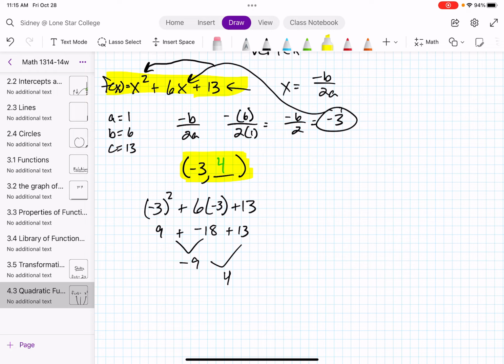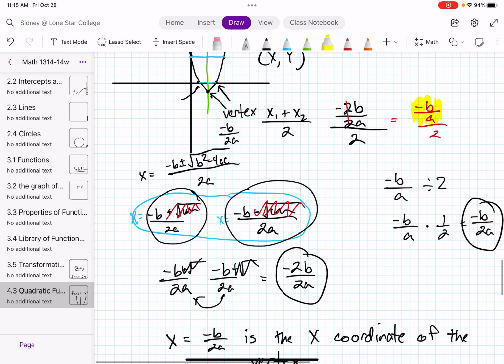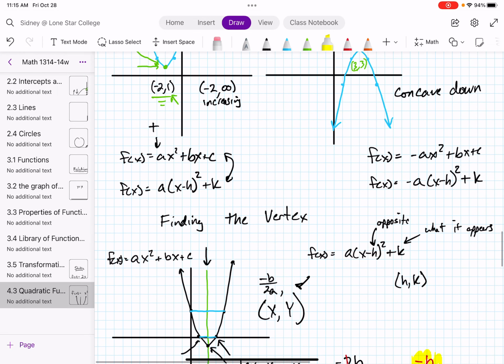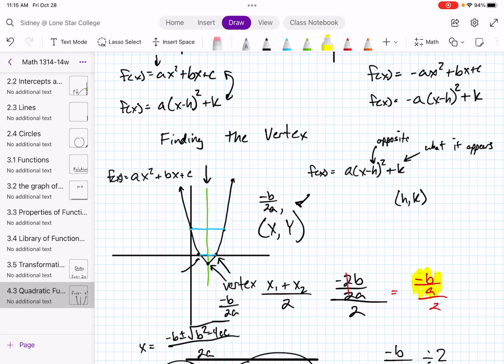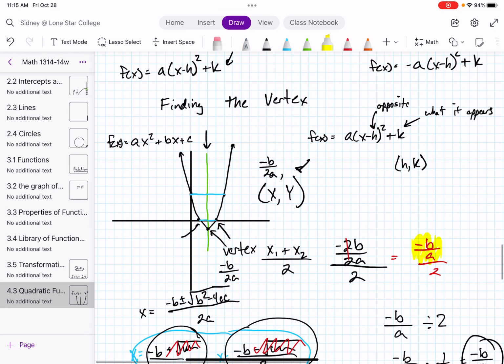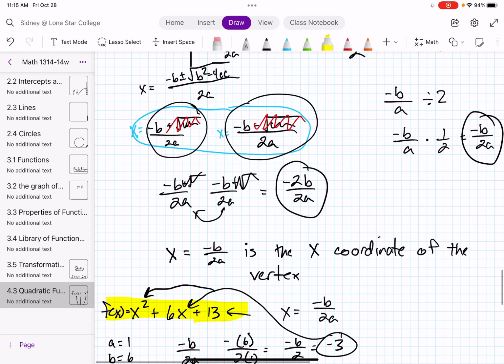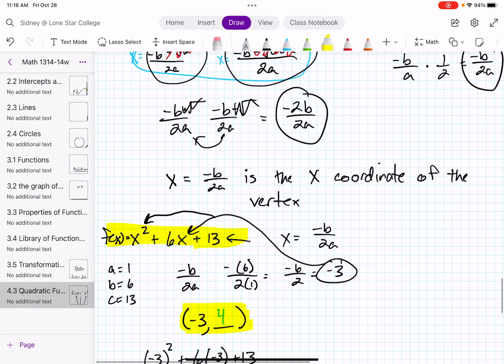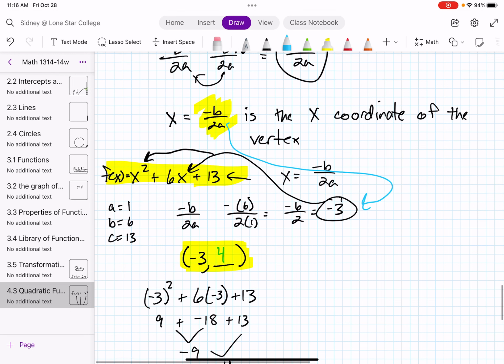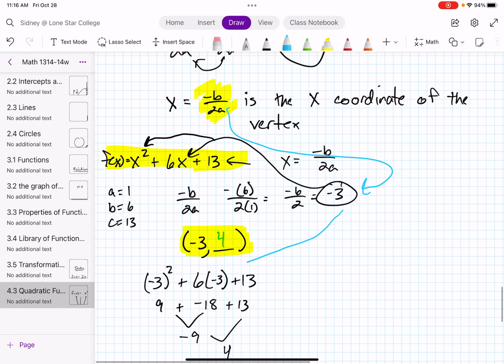So you can find the vertex of any parabola either by completing the square and putting it in vertex form, or you can simply use this formula right here, x equals negative b over 2a, to find the x value of the vertex, and then plug it into the original function to find the y value of the vertex.